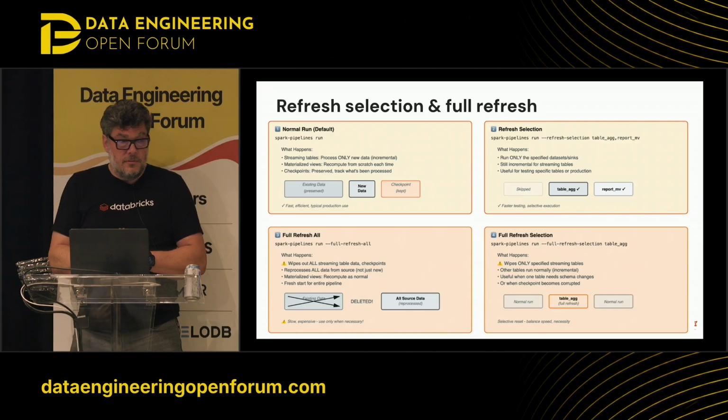So when you do a full refresh, again, you have 2 ways to do that. You can do a full refresh all, and it basically deletes all state in the pipeline and starts over fresh. But you also have a way to specify a full refresh selection, which does this only for the data sets that you specified. So these are pretty much the 4 ways that you can run declarative pipelines.